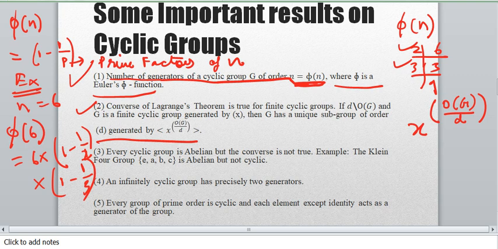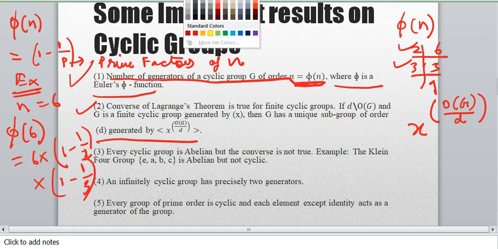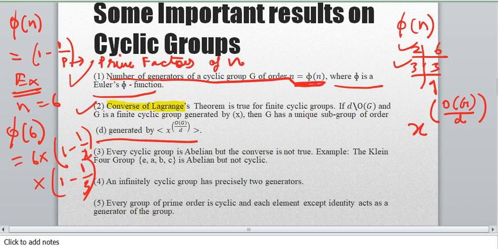Highlight a color. Let's select a lovely color, let's say yellow. Okay, so what does it say? Converse of Lagrange's theorem is true for a finite cyclic group if D divides the order of G and G is a finite cyclic group generated by X.